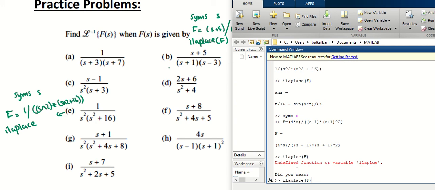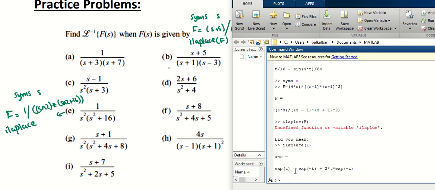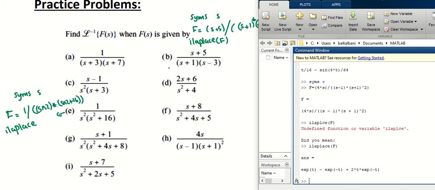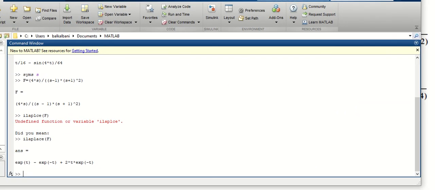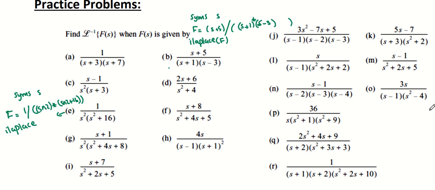Okay, so here I made a mistake. The mistake is ILaplace. I wrote it wrong, so it corrected me. Do I mean ILaplace like this, the spelling? Yes, enter. Okay, so this will be the answer. So this is the way of finding the Laplace. This is the way of finding ILaplace. This is the way of how to find the ILaplace.